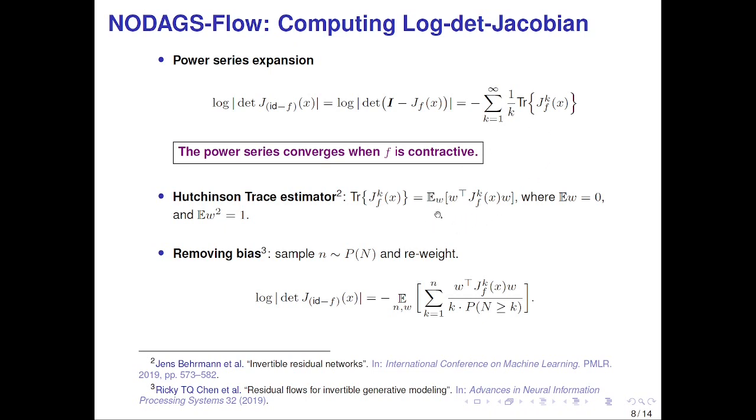And finally, while restricting the number of terms in the power series to a finite number could potentially introduce some bias in our estimate, in order to overcome that, we randomize the number of terms involved in the power series by sampling it from a distribution and reweighting each term in the power series according to the distribution with which we sampled the number of terms. Thus, we obtain the final estimator for the log determinant of the Jacobian, which does not have any bias and can be computed efficiently.